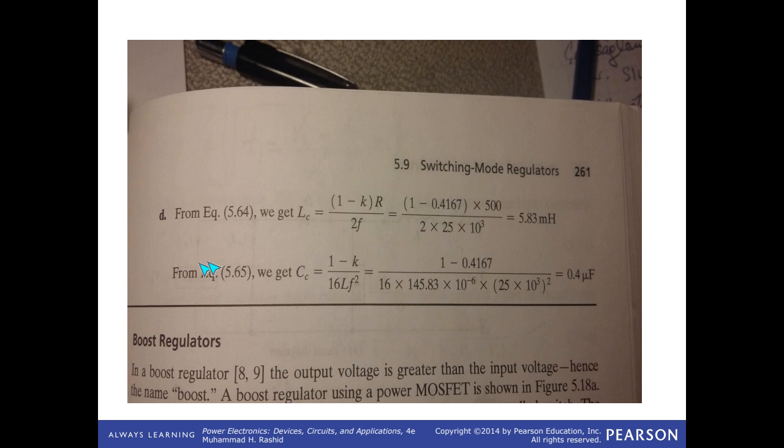Şimdi D şıkkı LC value equation'ı olduğu gibi uygulamış. Bakın R orada girdi işin içine. LC value, you can obtain LC here and you can also obtain L critical and C critical. L critical is 583 millihenry and C critical 0.4 microfarad.